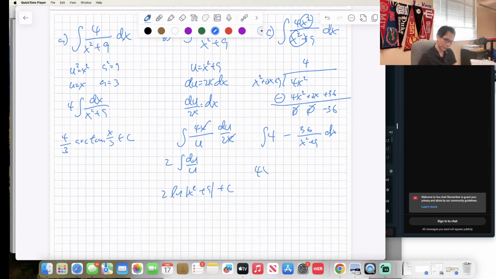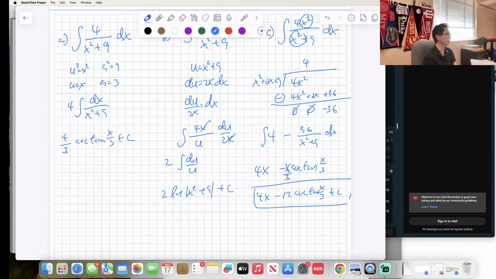And this is just gonna be 4x minus 36 arc tan of x over 3, and then that over 3 as well. 36 over 36 over 3. So that's 4x minus 12 arc tan of x over 3 plus c. So none of the skill is involved with BC skills. This is all the very general integration skills that you guys are involved with.